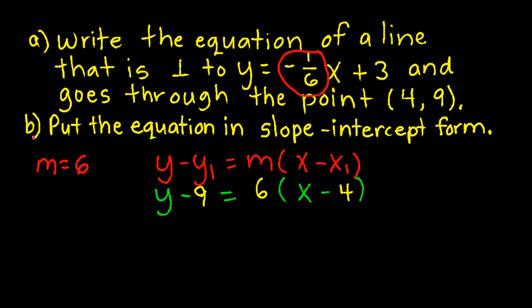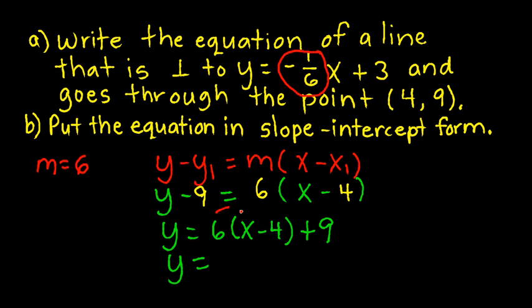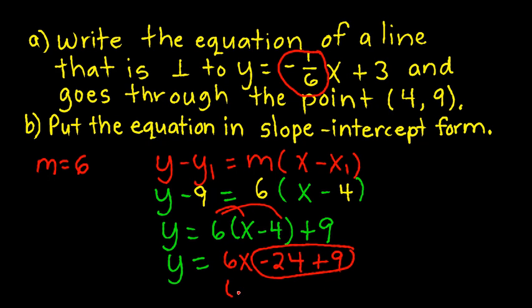Now let's take the situation where they tell you to put it into slope-intercept form. We can simply change this to slope-intercept form by adding 9 to both sides. That's going to take care of isolating y on the left. And we'll use the distributive property here and simplify it. Y equals 6x minus 24 plus 9. And then we'll combine these together. The -24 and the 9, you get 6x. -24 plus 9 is going to be -15. And that would be the same equation in slope-intercept form.